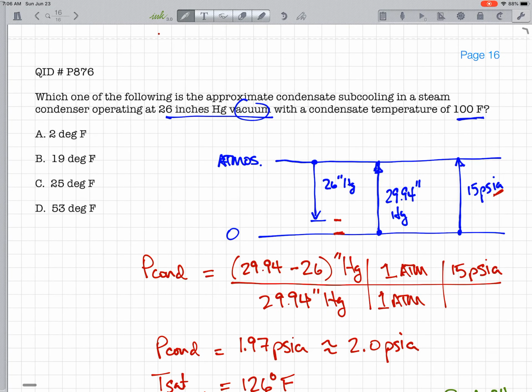No, but we have 25, so it's not very close to 19, although that is pretty close. It's not 2 and it's not 53, that's for sure. So I'm going to say 25 is close enough for government work. Okay. That's question ID P876.